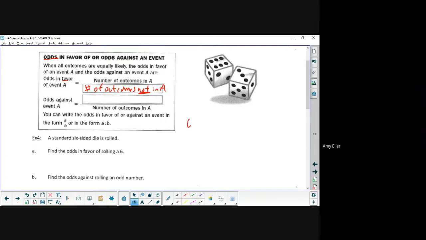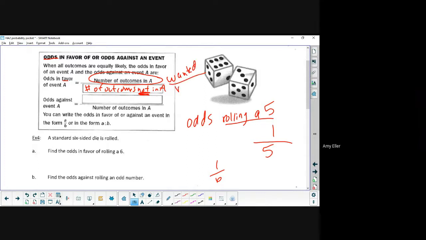So let's say the odds of rolling a 5. How many outcomes are there that are a 5? 1. How many outcomes on the dice are not a 5? 5. Probability is 1 over total. Odds is like wanted to unwanted. That's sometimes how we write it. Wanted, I want a 5, over not wanted. That's usually how we say it.